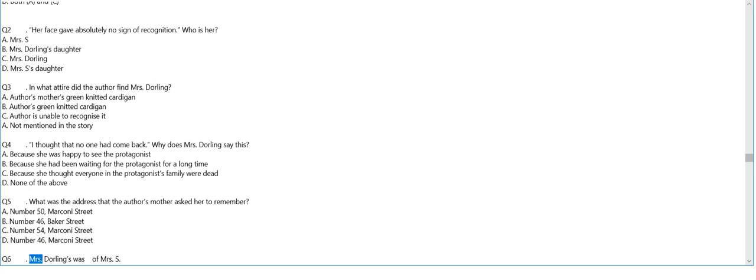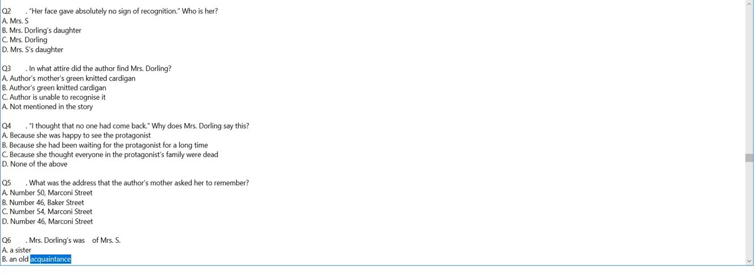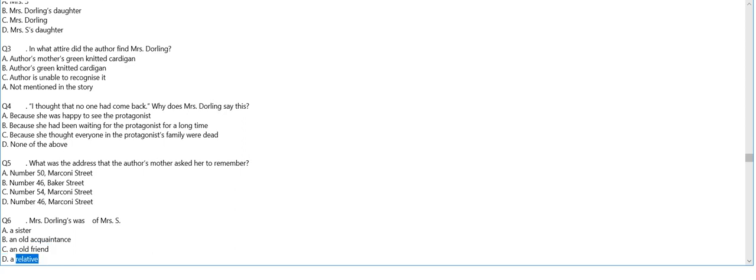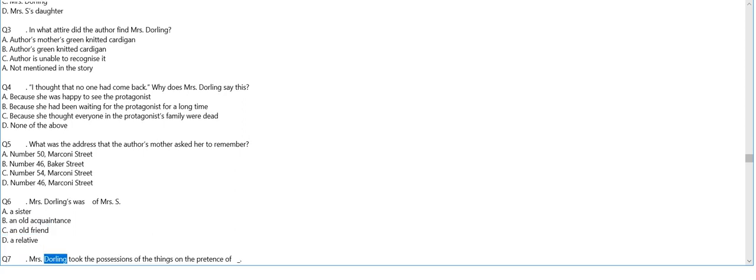Q6. Mrs. Dorling was of Mrs. S.'s A. sister. B. An old acquaintance. C. An old friend. D. A relative. Q7. Mrs. Dorling took the possessions of the things on the pretense of ____.